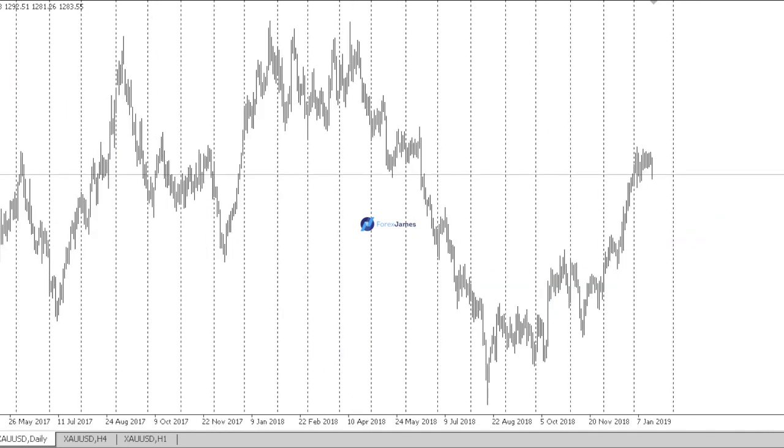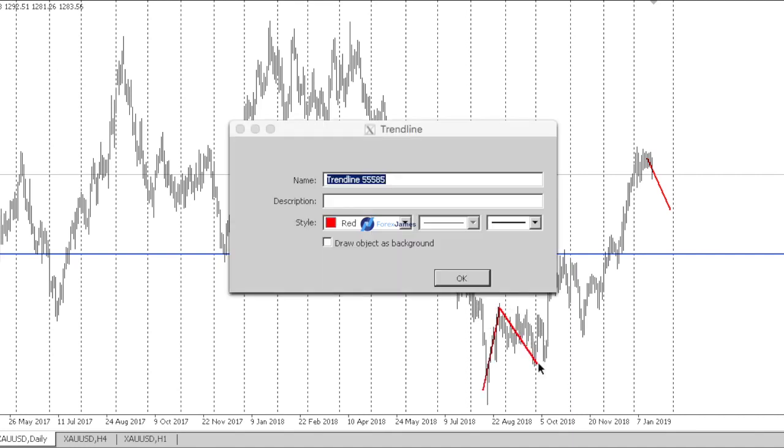Moving on to the daily. On the daily, it's showing an uptrend. It still doesn't look like it's going to range soon, but what we may see is a corrective move to the downside. Let's draw a structure here.